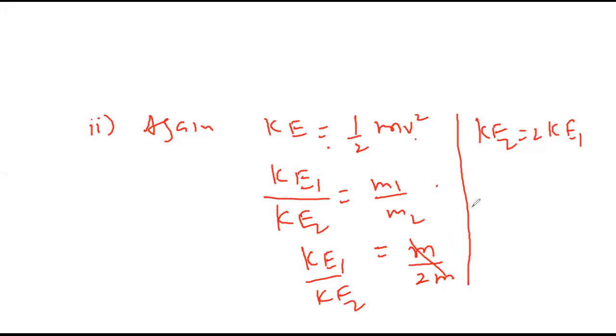So if mass of an object will be double, then kinetic energy will be doubled, because power is 1. But if velocity is doubled, then power is 2. It will become 4.